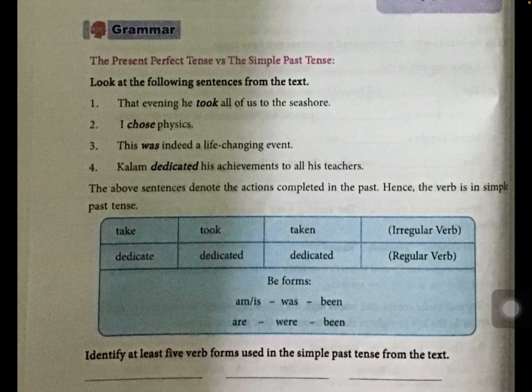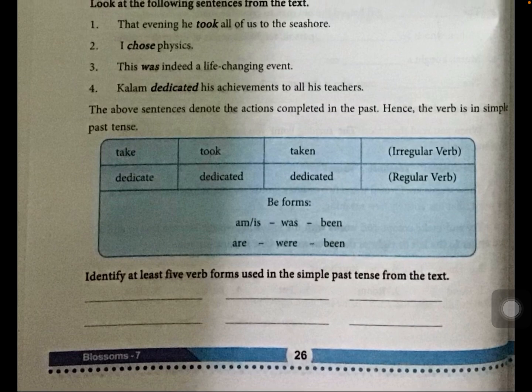Be forms means helping verbs. Be forms, have forms, has forms. Like that, forms will be there, children. Be forms means am or is. Past tense form was, past participle form been. Present tense or infinitive form are, past tense were, past participle form been. If you observe, these also come under irregular verb, as the three are in different forms. And they have given one exercise also related to this.